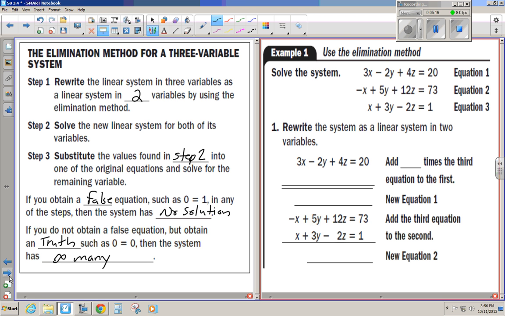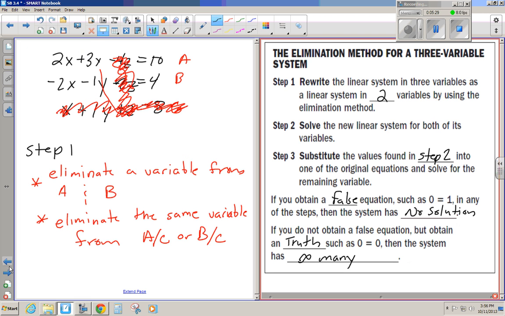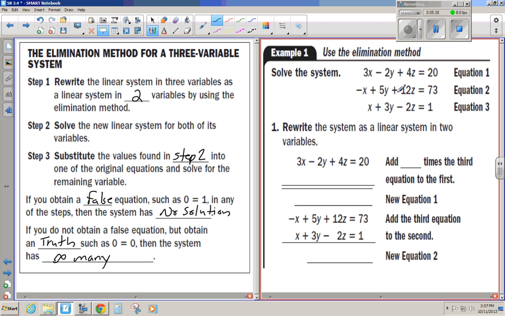So let's take a look at example 1. Rewrite this system as a linear system in 2 variables. So step 1 is you eliminate a variable from A and B, and then you eliminate the same variable from AC or BC. Looking at these variables, you're going to want to choose one. Which one looks nicer? Look at the coefficients. 4, 12, 2. Ooh, that's kind of a pain. 2, 5, 3. Oh, that's even worse. But 3, negative 1, 1. X is going to be a nicer one.